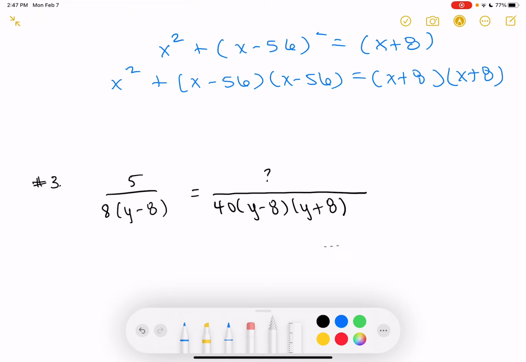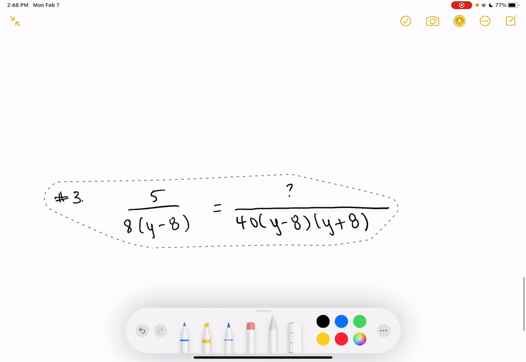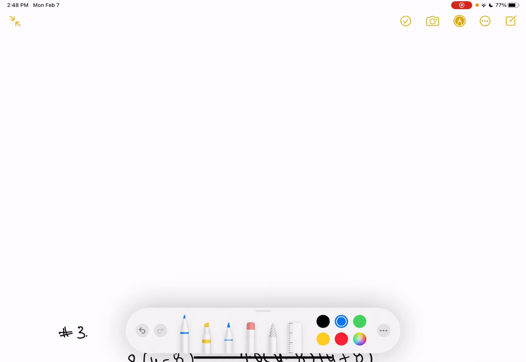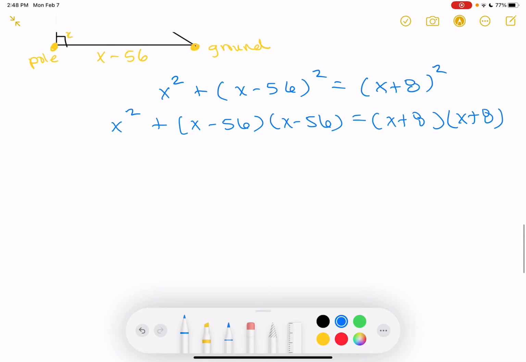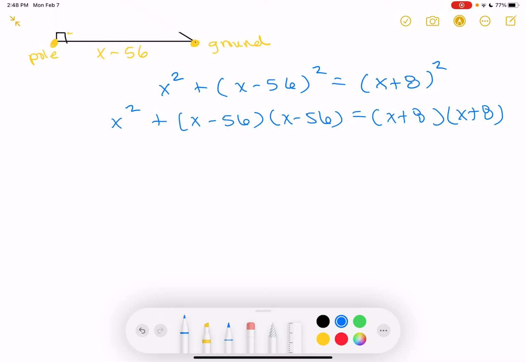This is our next problem here. Let me see if I can scooch it down for us. All right, so go ahead and give this a try. Go ahead and try to multiply everything out, and then come back when you're ready, and I'll work on it at the same time.